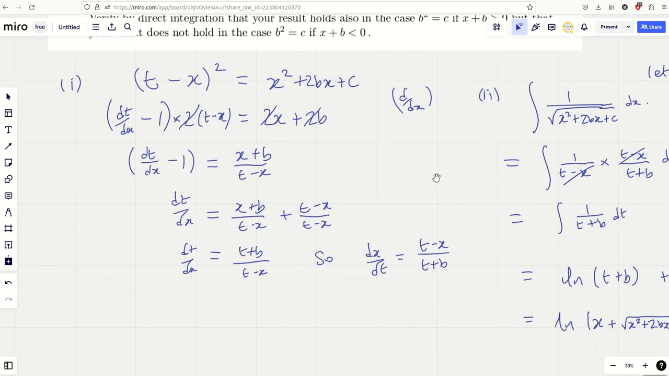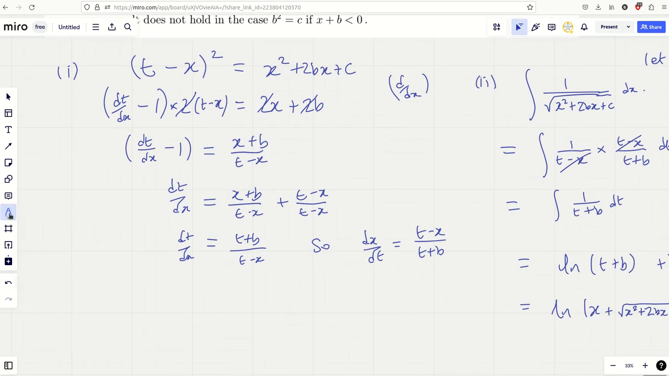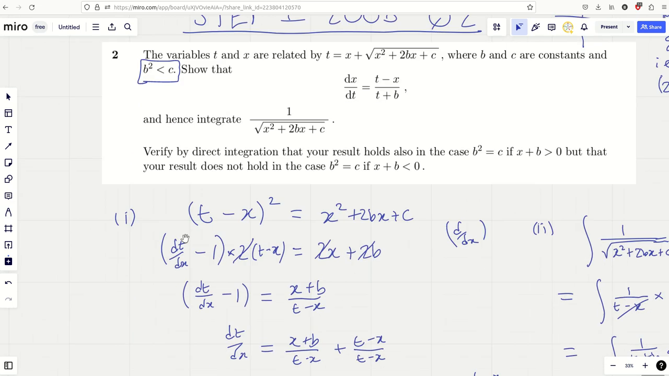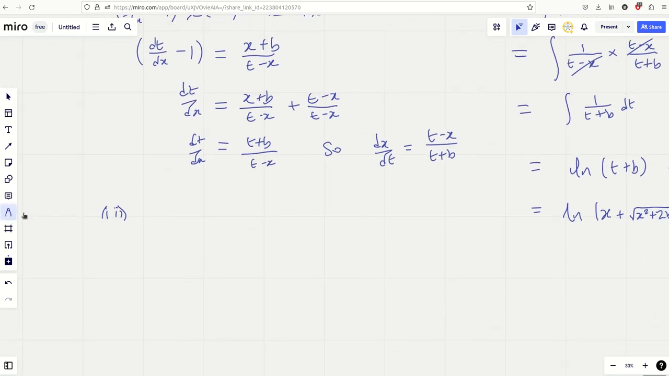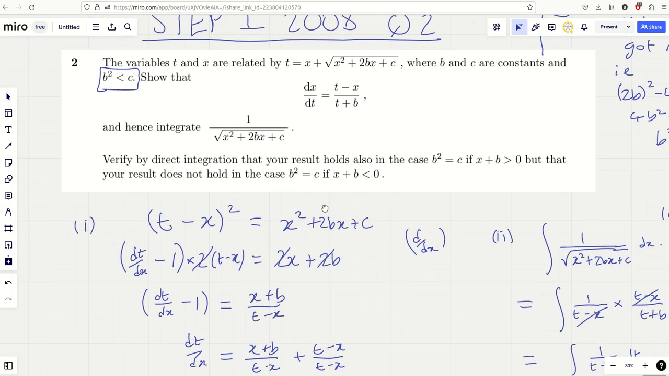Yeah, interesting, very interesting. So, okay, I'm going to call this part 3. They never used to label them properly, especially in the old papers. It's like, well, with a bit of labelling, you can hopefully make it easier for the markers, surely. Okay, so anyway, part 3. Okay, so they're setting b squared equal to c now.